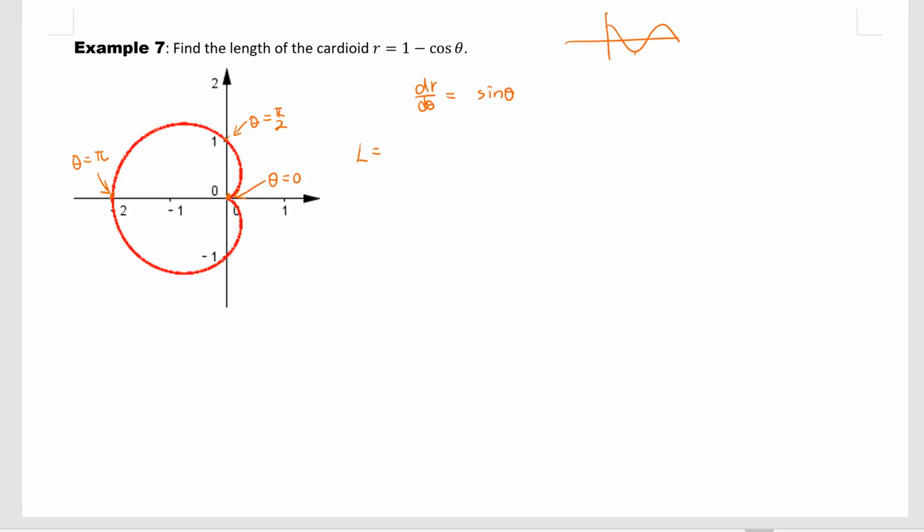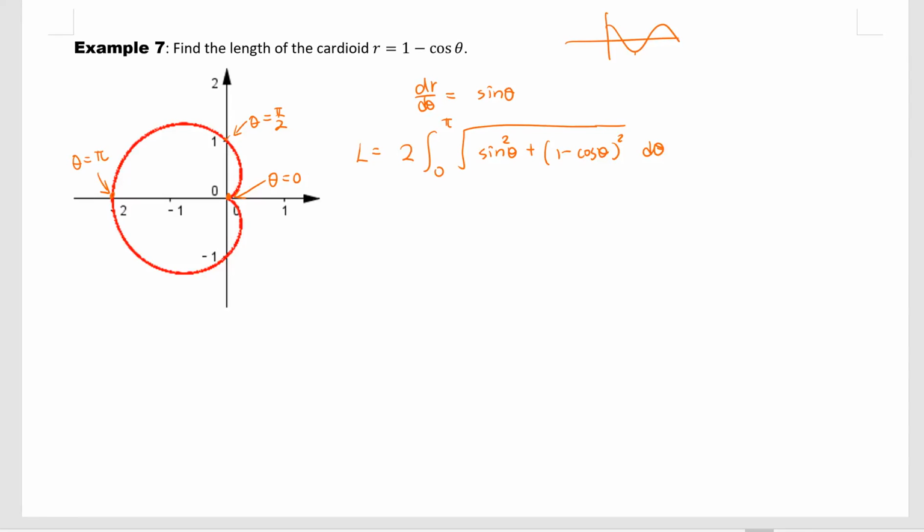So I would say for the arc length of everything, you can see the top and the bottom are the same. So we can calculate 2 copies of theta going from 0 to pi. Now let's see, square root of dr d theta squared, which is sine theta squared, plus r squared, 1 minus cosine theta squared, d theta.